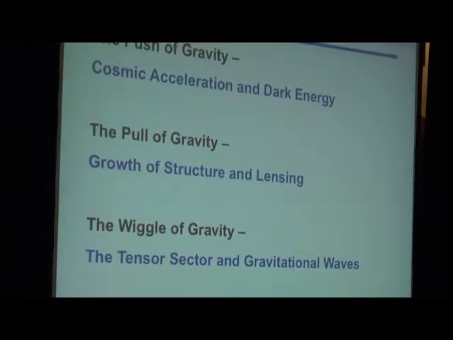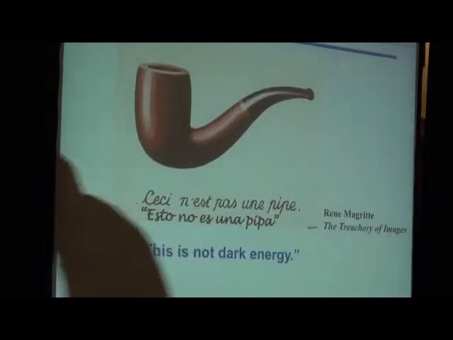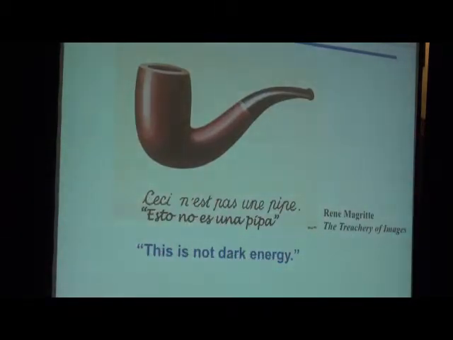So let me start off then talking about dark energy. Pretty much anything that you can write down or show about dark energy is not actually talking about dark energy. There's a wonderful painting from René Magritte that many of you are familiar with. It's a painting of a pipe, and the title of the painting is, "This is not a pipe." And so it makes you reassess. You're saying, I'm looking at a pipe. Why is he saying it's not a pipe? And the idea is that our models, our images that we have, is not the reality. And in fact, he titled this painting, "The Treachery of Images."